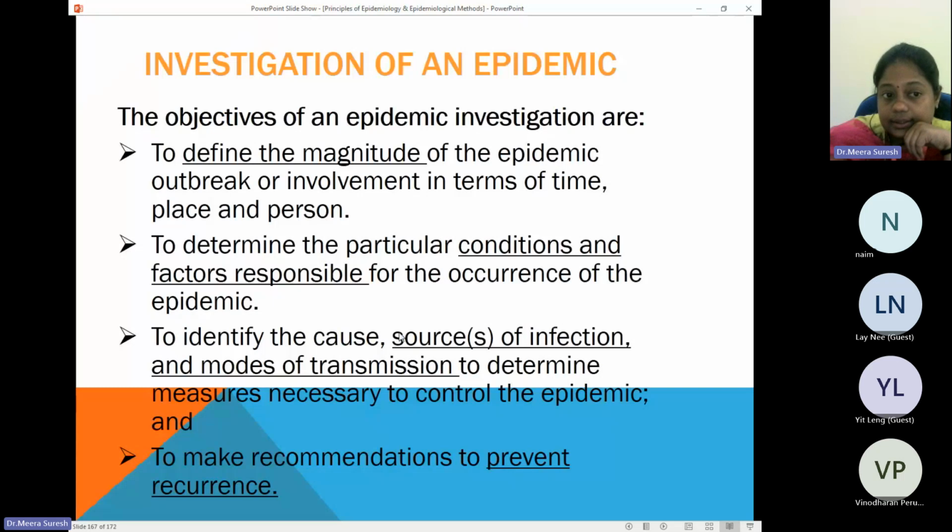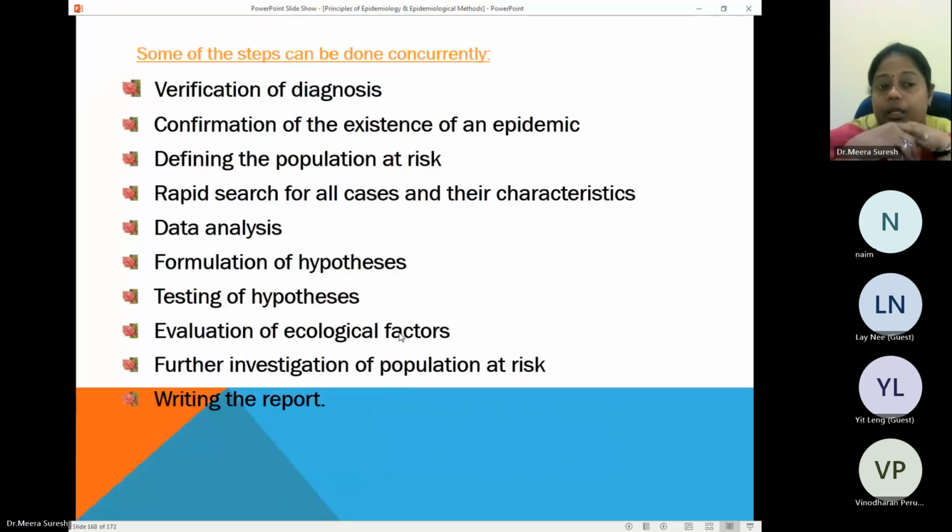So these are the objectives of an epidemic investigation. And there are some steps for these investigations. Though we go through them one by one, most of these steps can be done concurrently.